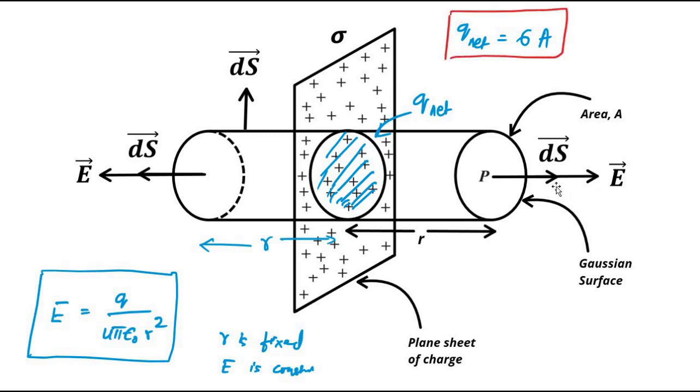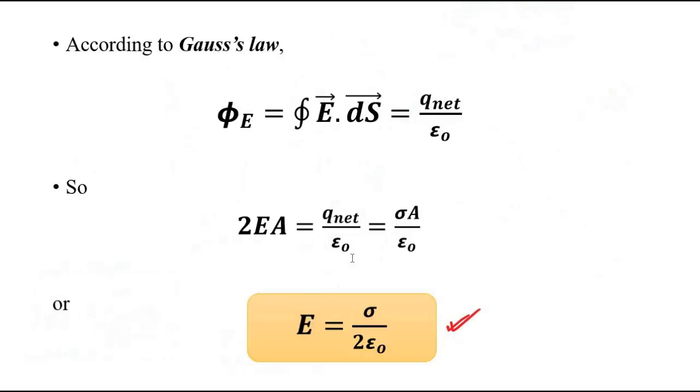This is sigma A, and A is the area of the end cap region. Both the end caps have the same area, left and right end cap. So now we simply equate both of them and we get E is equal to Q net by epsilon 0, and Q net is sigma A, so that becomes sigma A.